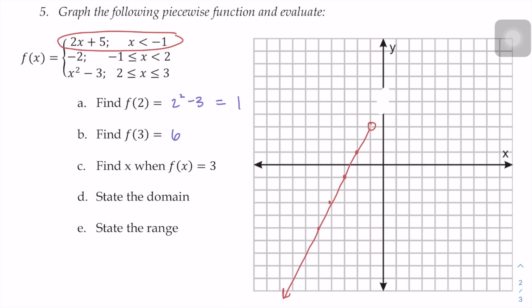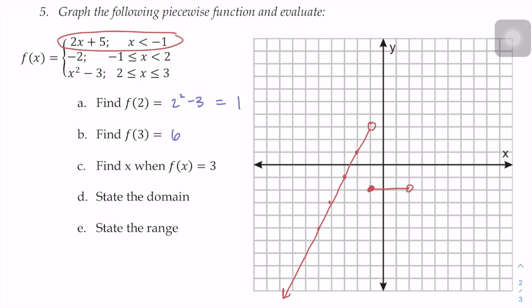And it's less than, continues on, so put an arrow. Next, we've got our f of x equal to -2 from -1 to 2. So down here at -2, I'm going to put my closed circle for -1, and it's continuing on through 2 with an open circle. And then last, we've got a quadratic.